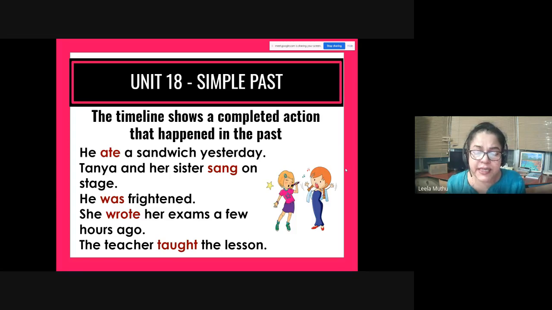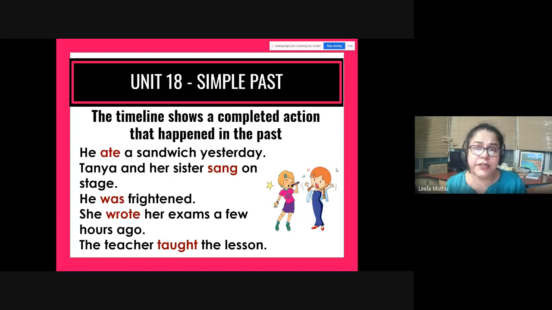She wrote her exams a few hours ago. If it is present, she writes her exams. But she wrote her exams a few hours ago. It's in the past. The simple past. The teacher taught the lesson. The teacher teaches the lesson, like right now, okay? But if I finish teaching the lesson, I'll say, I taught the lesson, okay? That's in the past, simple past.